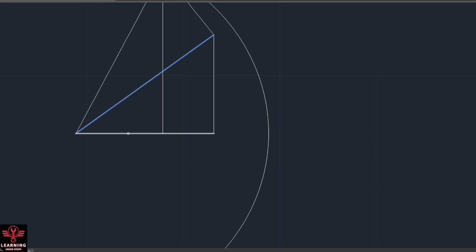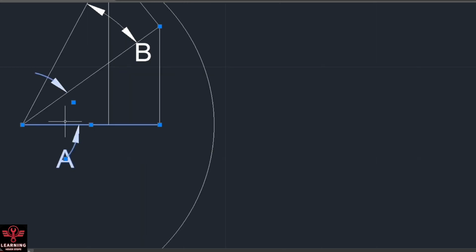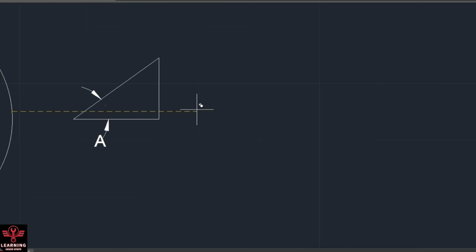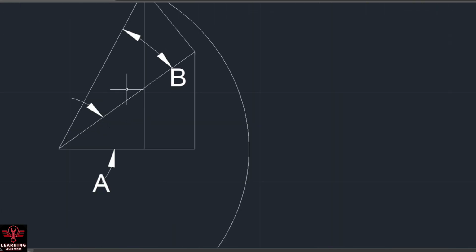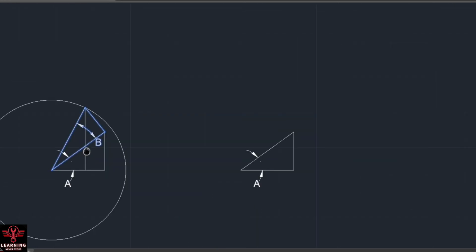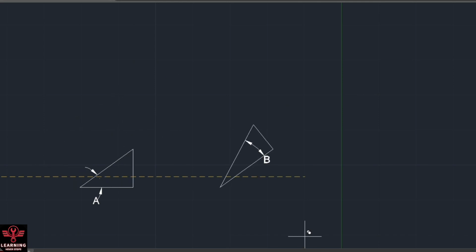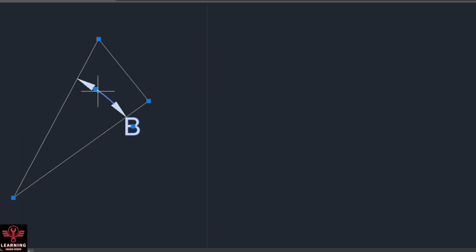I am using the software AutoCAD and finding the angles, which are 37 degrees and 26 degrees. But for my purpose I am converting them into A and B, and I am eliminating the triangle associated with the angle A, and also eliminating the triangle associated with the angle B. Note that both of these are right angle triangles, which means one of the angles in the triangle must be 90 degrees.